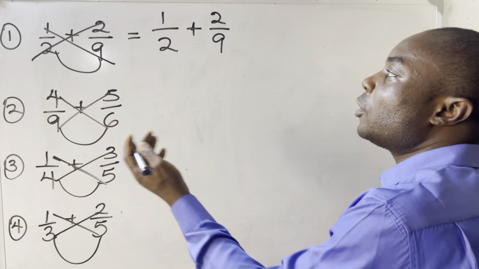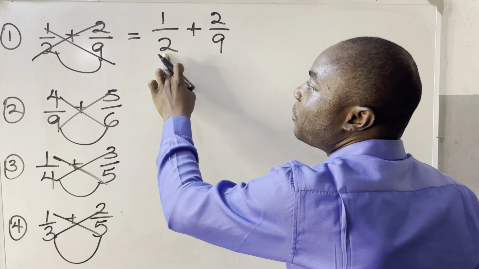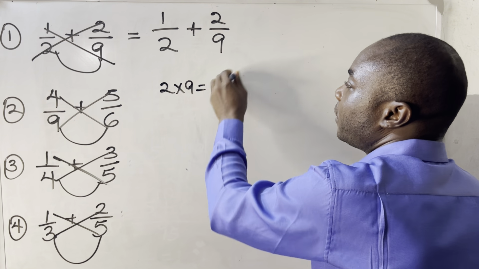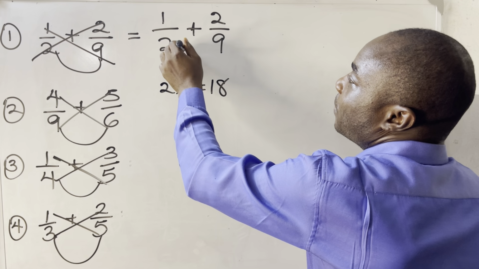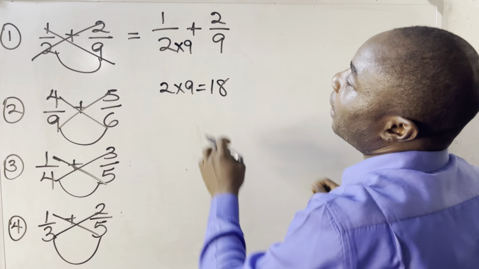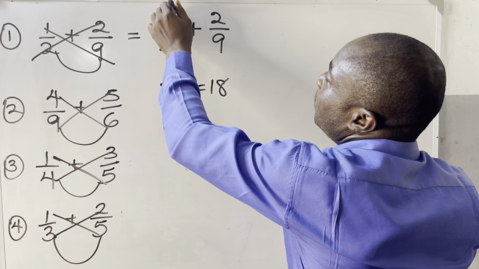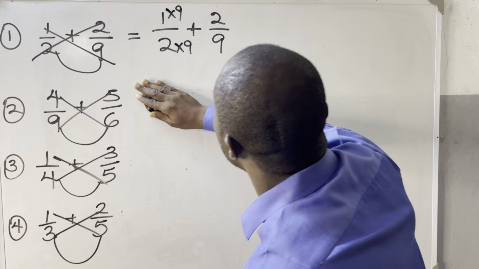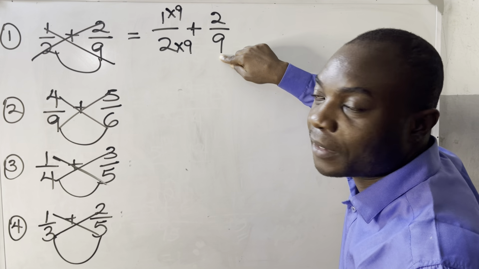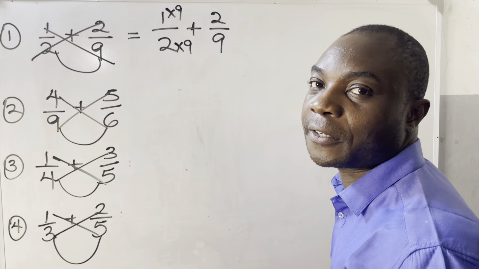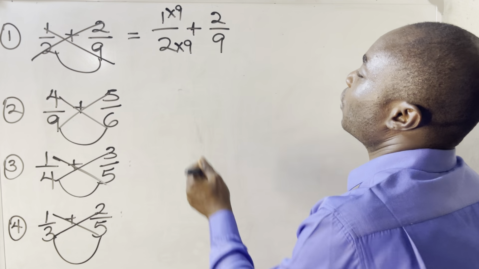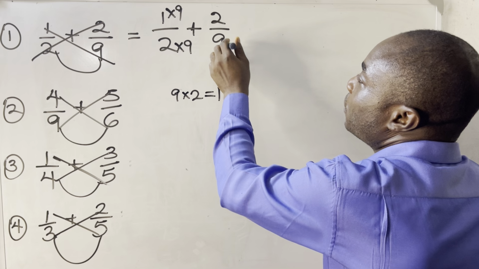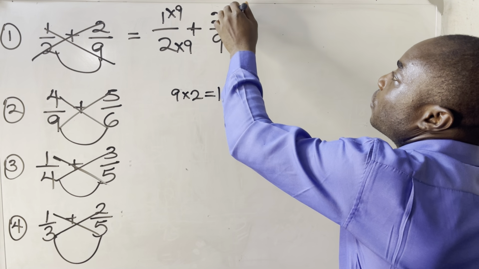All right? So what do we do? We ask ourselves, this 2 times what will give us the 18? It is 2 times 9. 2 times 9 is 18. So I can put my times 9 here, and I'll do the same thing for the numerator, times 9. All right? Then I'll ask myself, this 9 times what number will give us 18? And the answer is 9 times 2. So I will say 9 times 2 is 18. Since 9 times 2 is 18, I'll put times 2 here and also times 2 here.